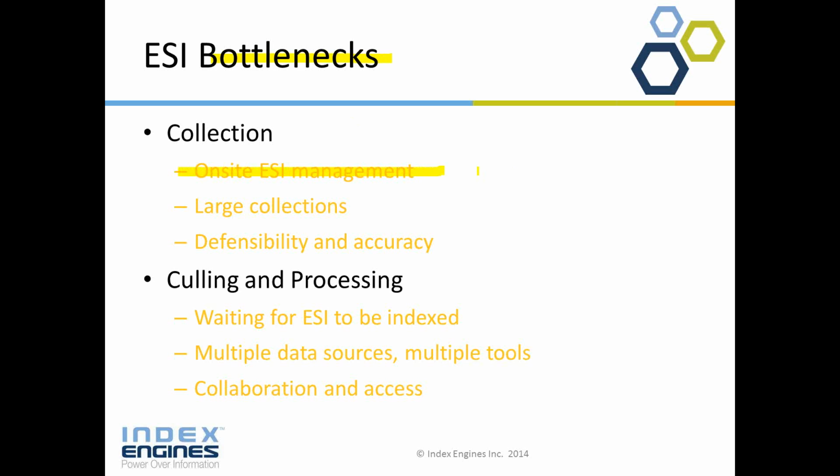Support large collections. One of the unique facets of the Index Engines Octane platform is the ability to process significantly large volumes of ESI, from tens of terabytes. We've seen projects to hundreds of terabytes, and to ensure defensibility and accuracy in the culling and processing.